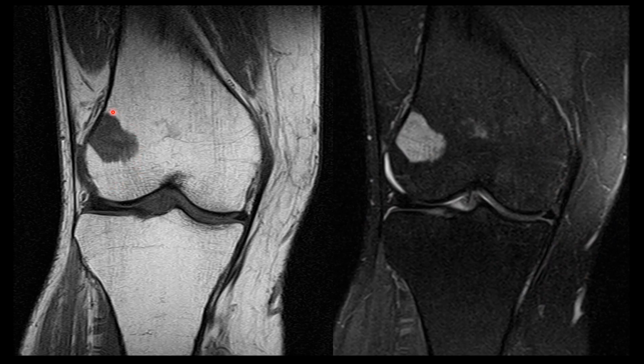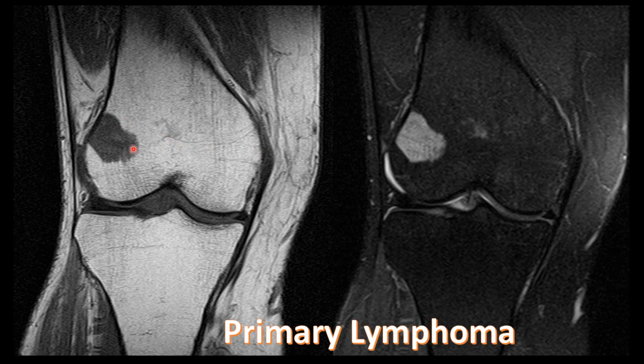In the MRI, we see that this lesion is low on T1 and high on T2 signal intensity, but again, it doesn't have any perilesional edema and it doesn't have any trabecular destruction. This is a case of primary lymphoma of the bone. You see one, you've seen them all.